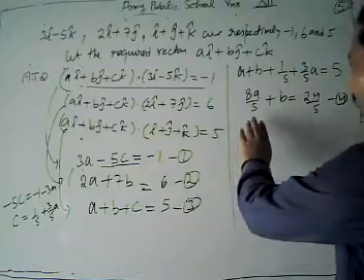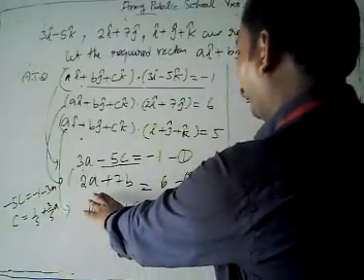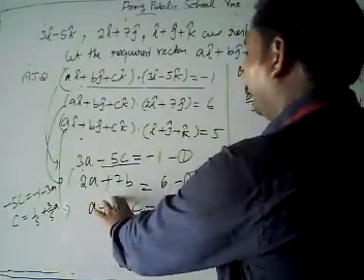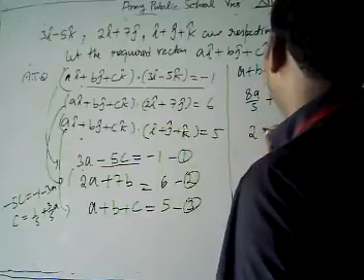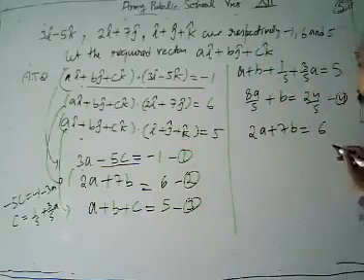Now we have it in terms of a and b. Here our equation is 2a plus 7b is equal to 6. This is our equation number 2.